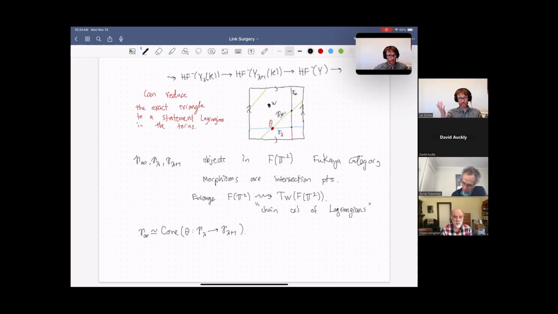So this is the original surgery exact triangle. Are there any questions about this?